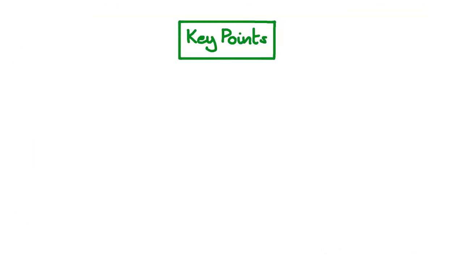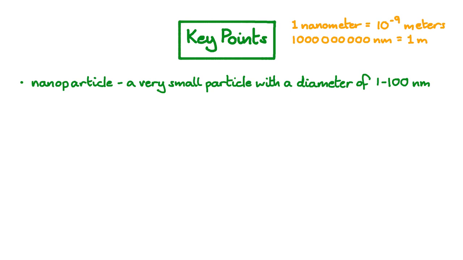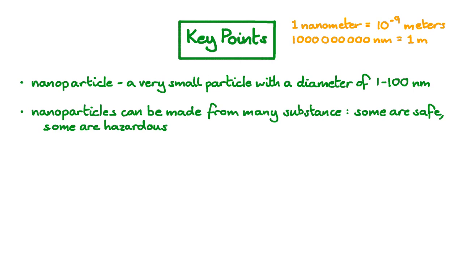Now, let's round off with the key points. A nanoparticle is simply a very small particle of matter with a diameter of 1 to 100 nanometers. 1 billion nanometers is equivalent to a meter. Nanoparticles can be made from many different substances. Some nanoparticles are safe, some are hazardous, and for many we have yet to find out.